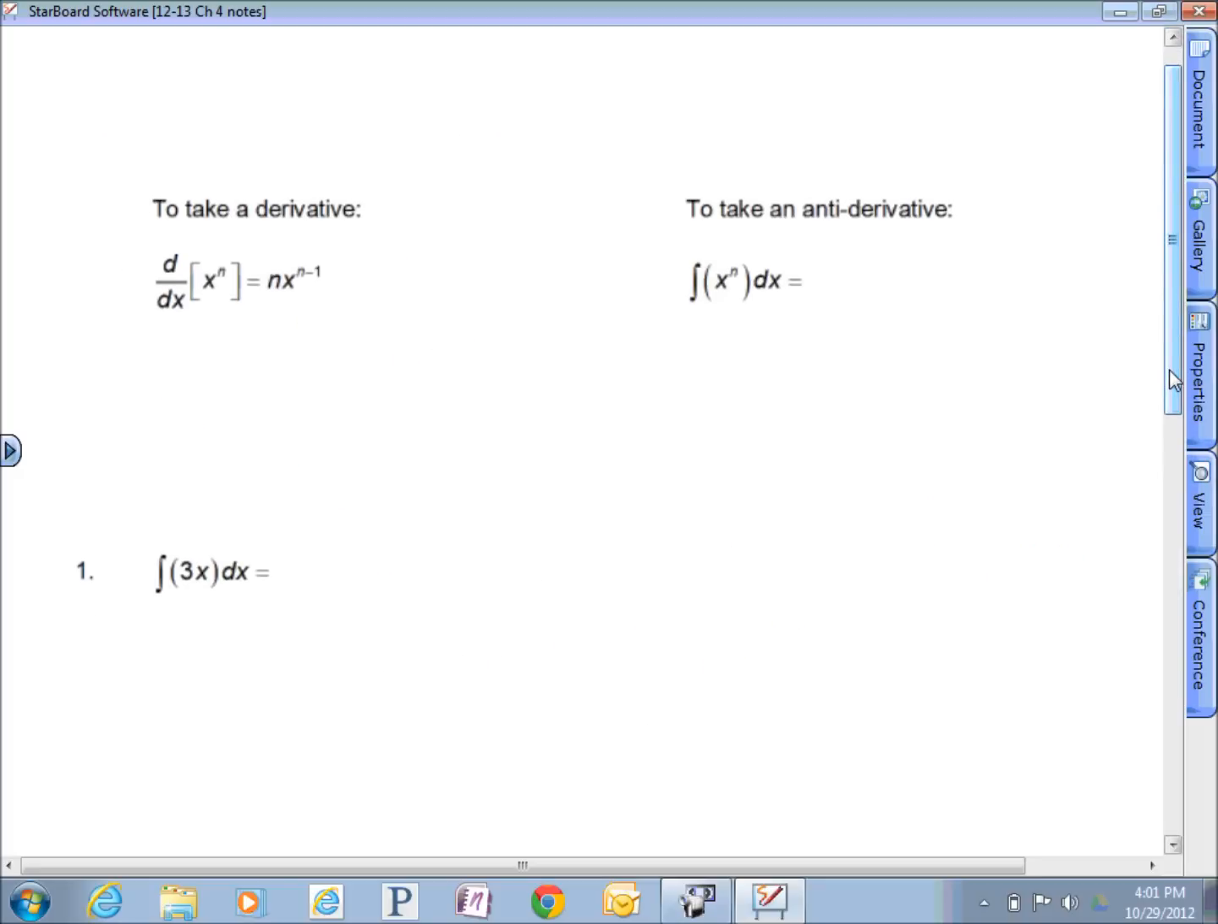If I want to take a derivative, what do I do? Well, I start with the power. There's a couple steps. I bring down the power, or I multiply by the power. We multiply by the power. And then we subtract 1 from the power. Okay, that's not going to surprise anybody. We've been doing this all along.